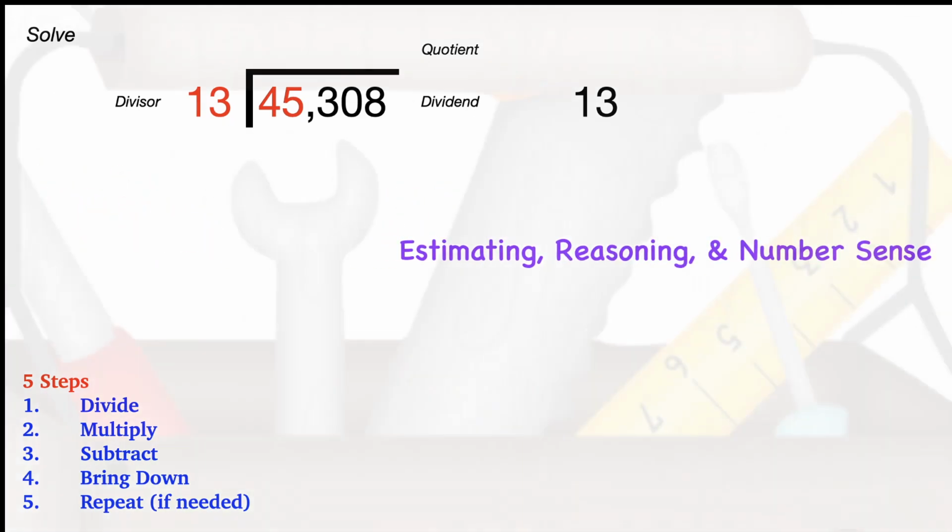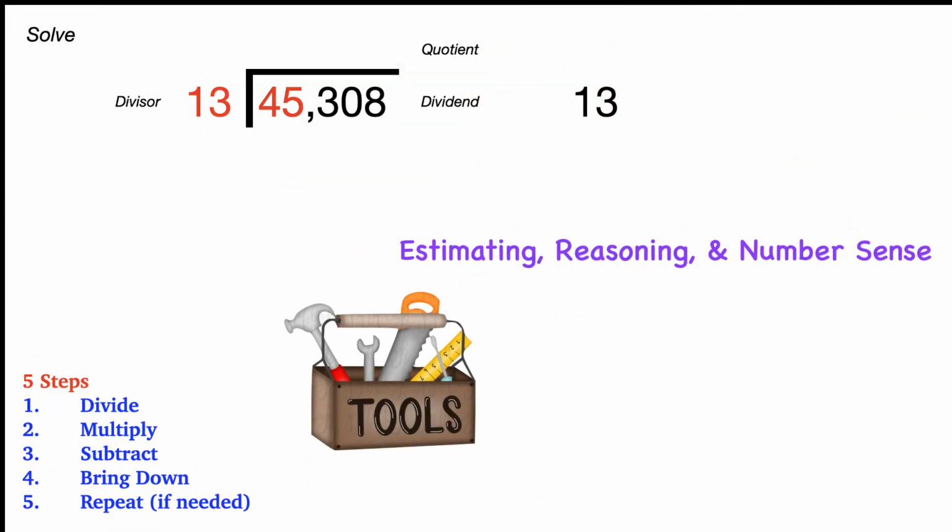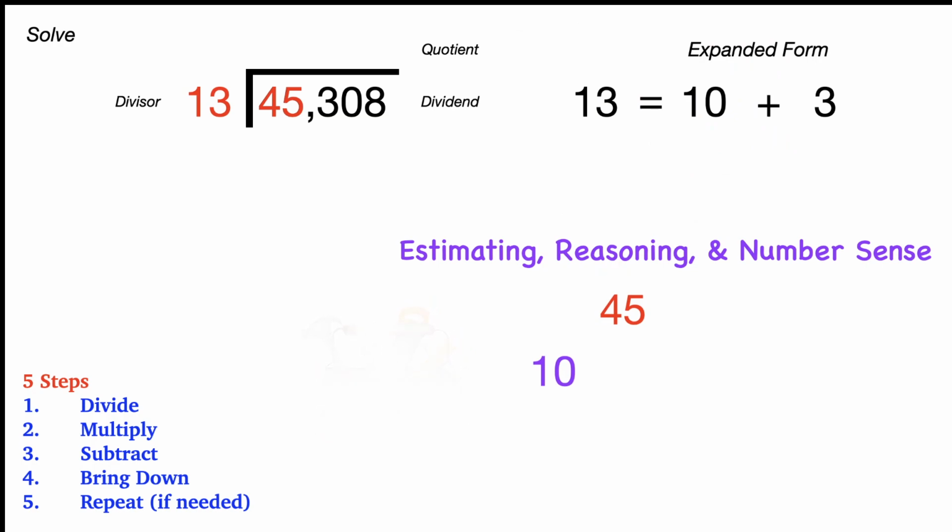And let's think about our estimating, reasoning, and number sense. Again, think of them as tools to solve. Let's try expanded form. That's one tool, right? Expanded form means that 13 is really 1 ten and 3 ones. And we have to figure out how many times 13 fits into 45. We can't just use basic multiplication facts, but we can take that 10 and reason that we can multiply 10 by 4 and get 40, which is close, right? But can we use that, or do we need to consider that 3 as well?